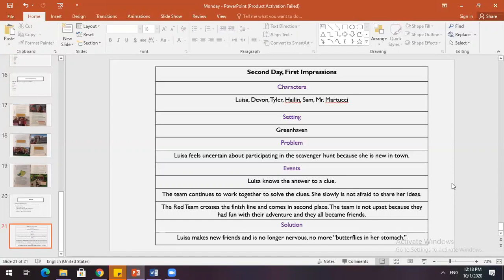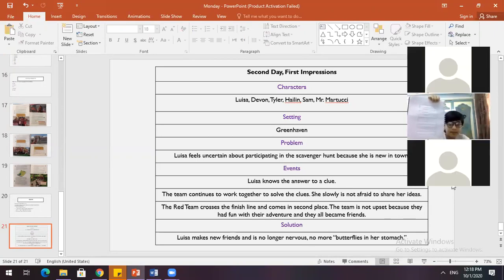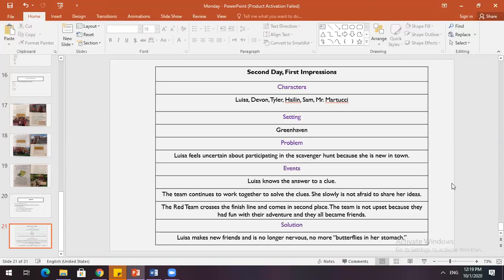Miss, I don't have. Where do I write the solution? You can write it on another page. It doesn't have to be a table, guys. I'm just organizing the points for you. So you can write the characters, write the setting, write the problem, write your events, 1, 2, and 3, and then the solution, okay?